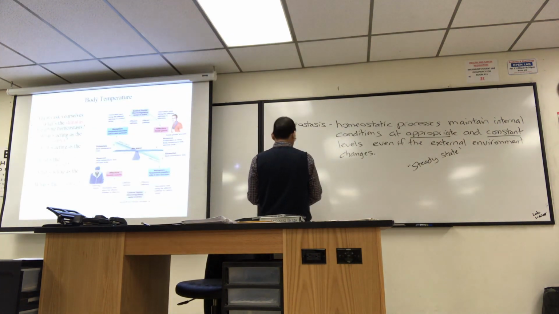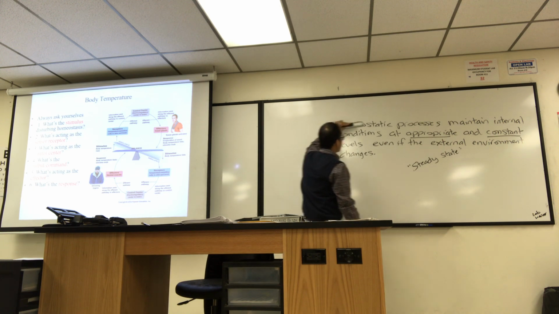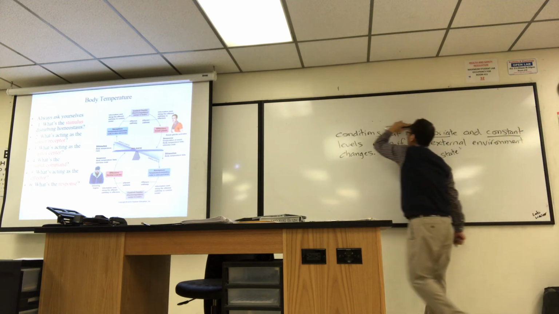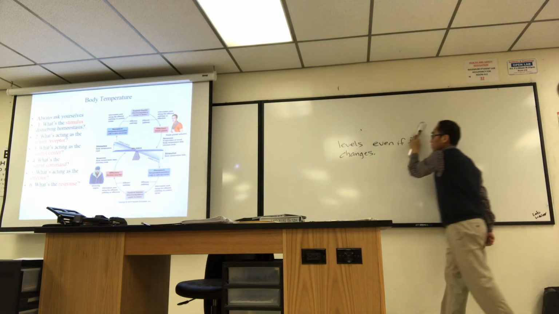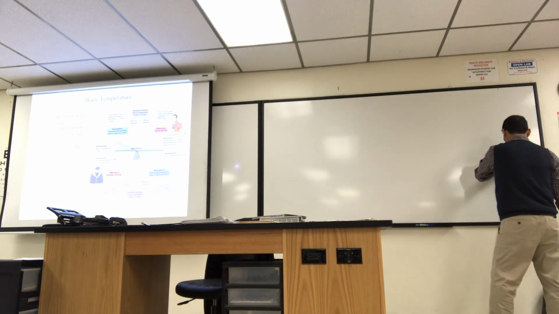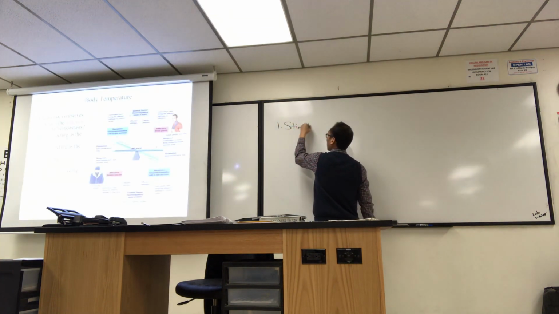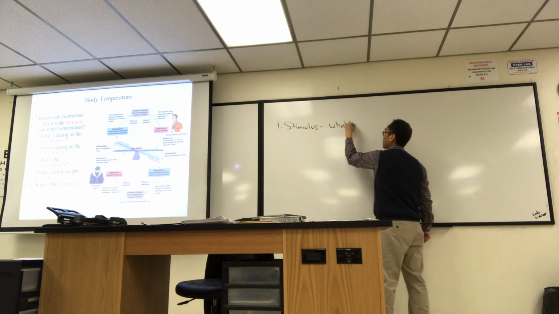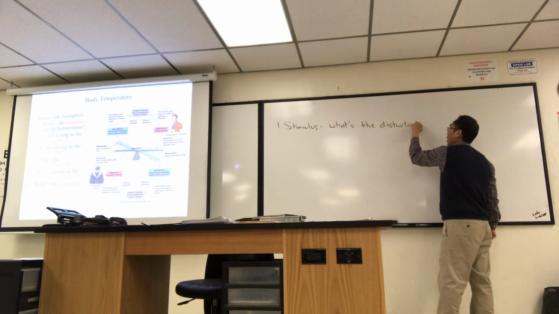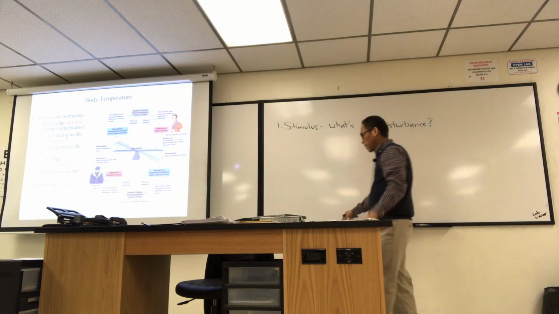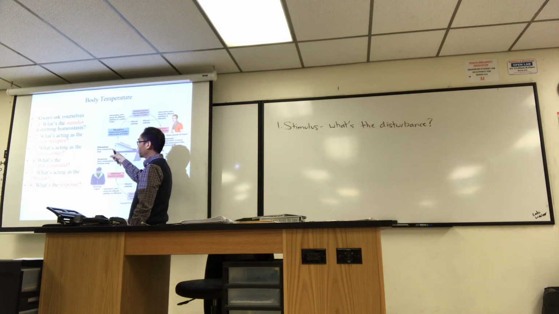The first thing I have is, what's the stimulus? What's the disturbance? Stimulus. Paraphrase, what's the homeostatic disturbance? In this example, it's either getting too hot or too cold. Let's go with too hot. So the imbalance is increased body temp.